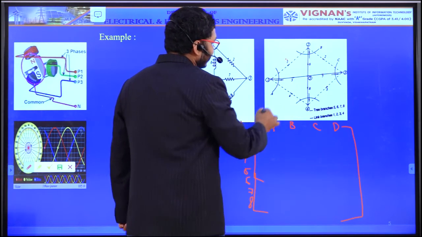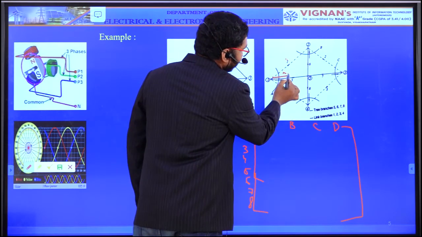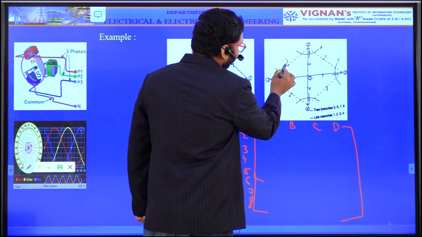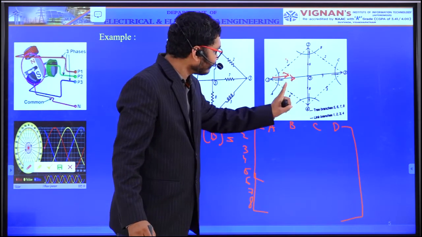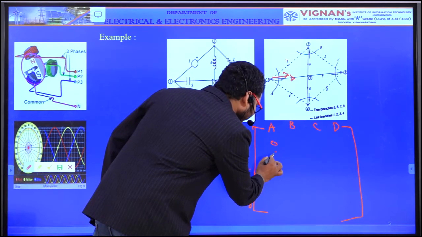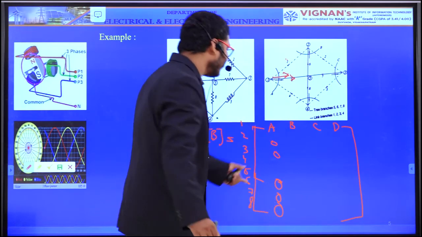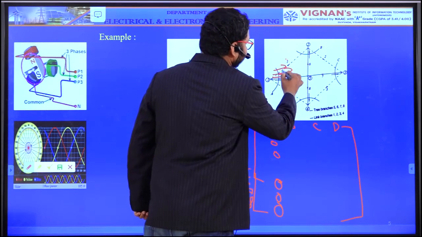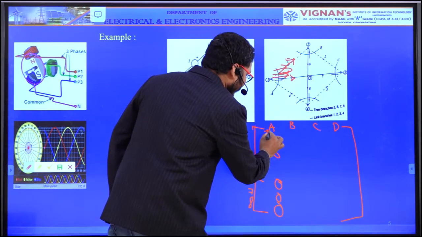What is the cut set A direction? This is the direction, and as I already told you, it is the same as the tree branch direction. Now for branch 1, what branches are correlated? 1, 4, 5, and the remaining branches are zeros. Branch 1 is in the same direction as the cut set direction, so this is plus 1.